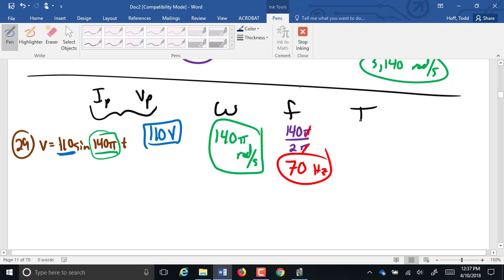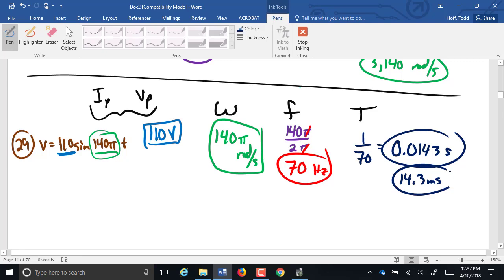Our period then is 1 over the frequency, 1 over 70, which is going to be 0.0142853 approximately. We're going to round it to 0.0143. That is seconds. So either 0.0143 or 14.3 milliseconds. Does that make any sense? Okay.